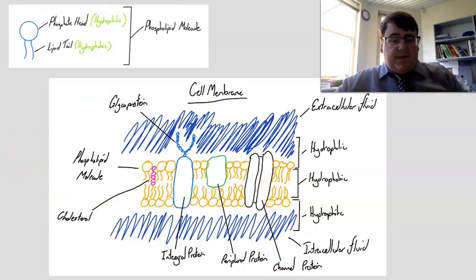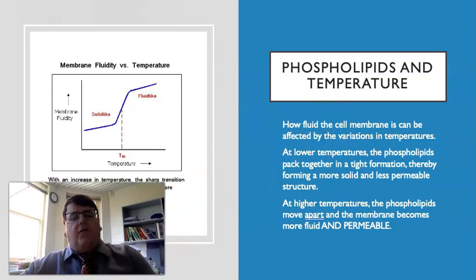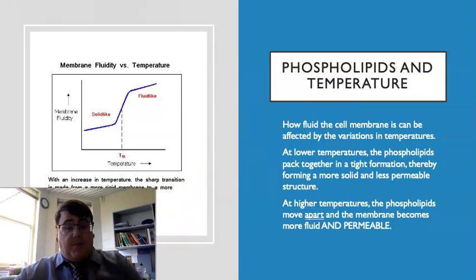That is basically everything you need to draw for now of the cell membrane. So you can pause the video and draw that if you need, but let's continue, talking about how the membrane itself changes in temperatures.